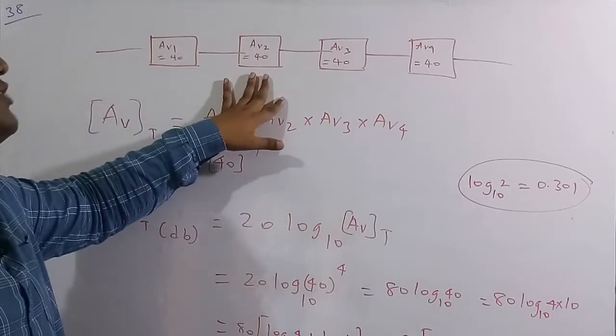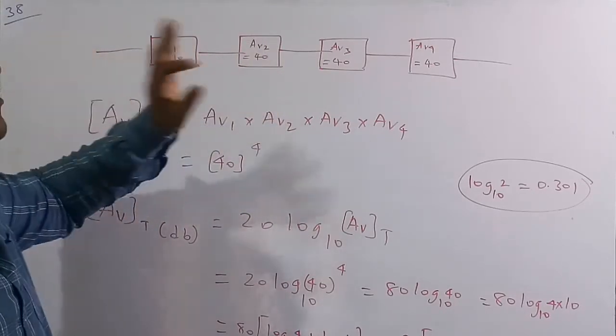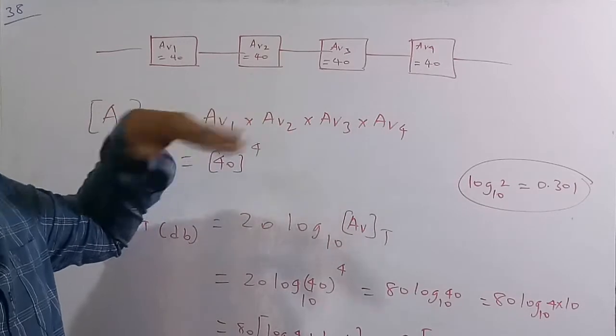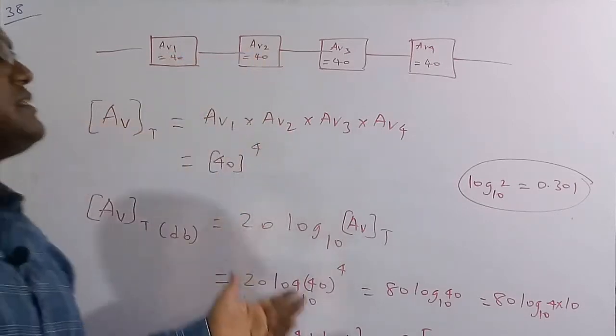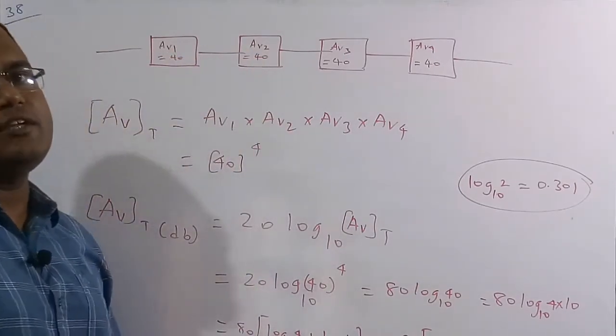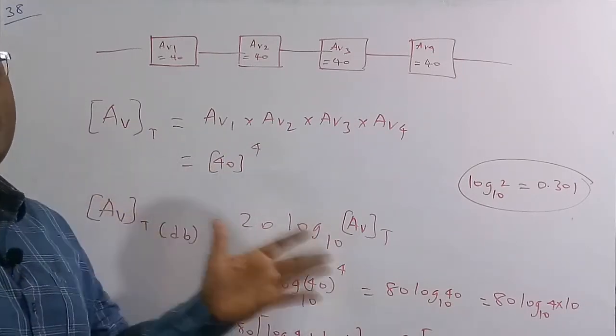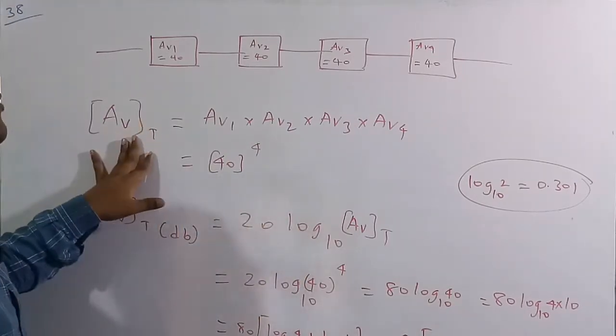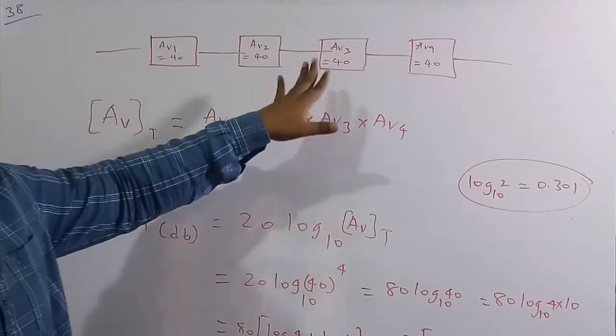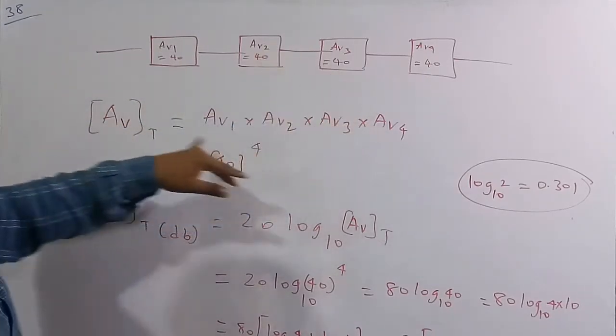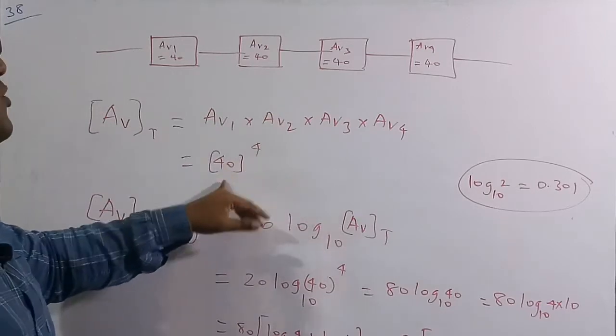Here we are going to assume there is no loading effect, because the question does not say whether a loading effect is present or not. If nothing is given regarding the loading effect, then by default we assume there is no loading effect. Therefore the overall voltage gain will be the multiplication of each individual voltage gain. Each value is 40, so therefore 40 to the power of 4.